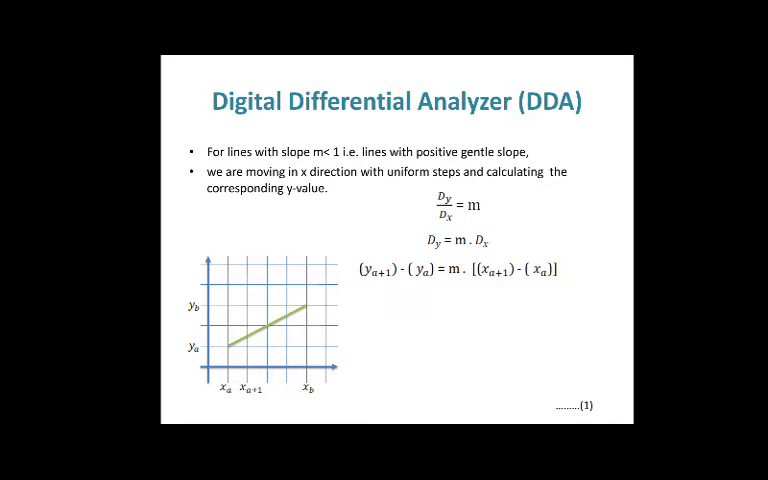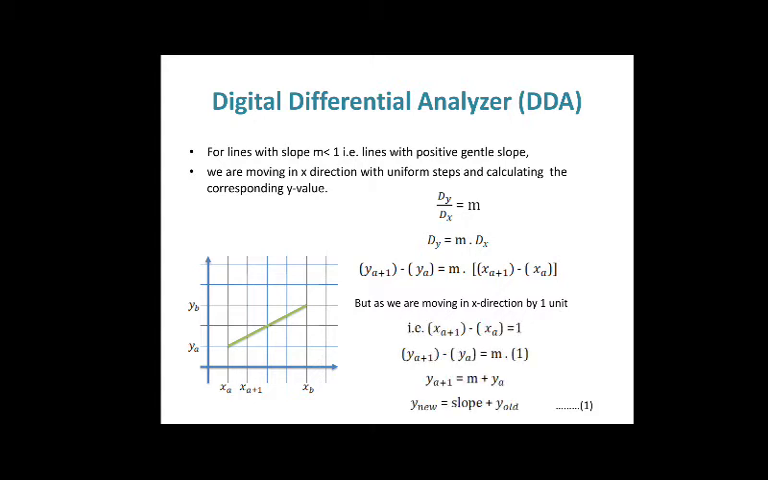I am representing dx as xa plus 1 minus xa, but we all know that for a gentle slope we are incrementing x by 1 unit in the x direction, right. So, I can mention that xa plus 1 minus xa is nothing but 1, because we are incrementing x by 1. Putting this value in this equation, what do we get? ya plus 1 minus ya is equal to m into 1, because this value is 1 as we are incrementing the x coordinate by 1, right.